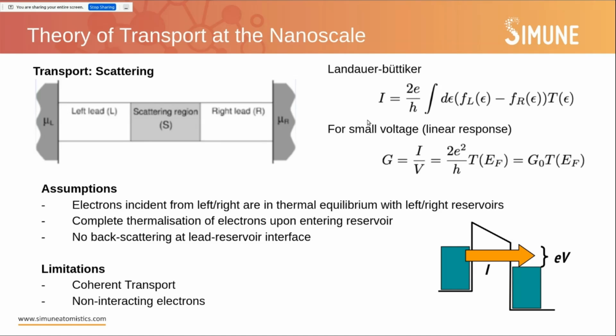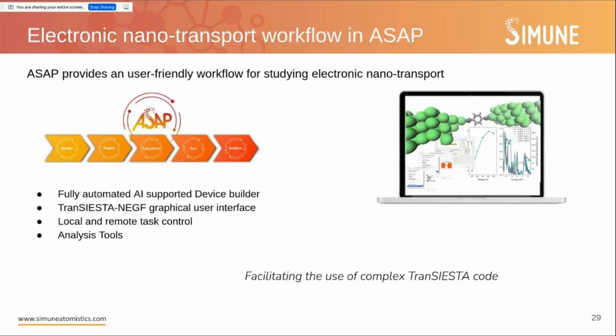And we use the Landauer formula for current. So the current is determined by the integral of the difference in occupations of the two leads multiplied by transmission. And in the limit of small voltages, the low-voltage conductance is determined by transmission at the Fermi level. So this is what basically TranSIESTA does in this calculation. But what ASAP contributes is an automated workflow to perform this calculation. So it helps to create the device.